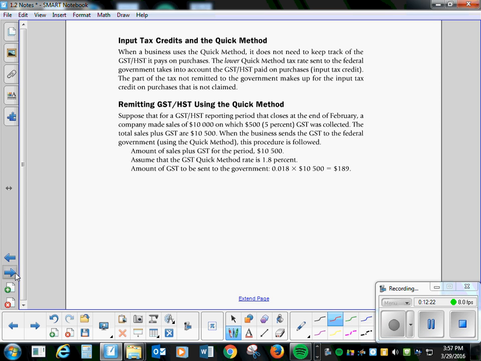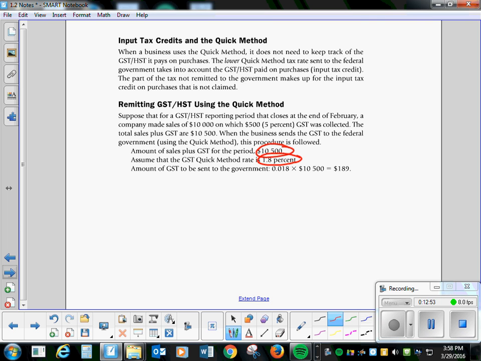Suppose that for the GST/HST reporting period that closed at the end of February, a company made sales of $10,000 on which $500, that's 5% GST, was collected. The total sales plus GST are $10,500. When the business sends the GST to the federal government, this procedure is followed. The amount of sales plus GST for the period is $10,500. Assume that the GST quick method rate is 1.8.